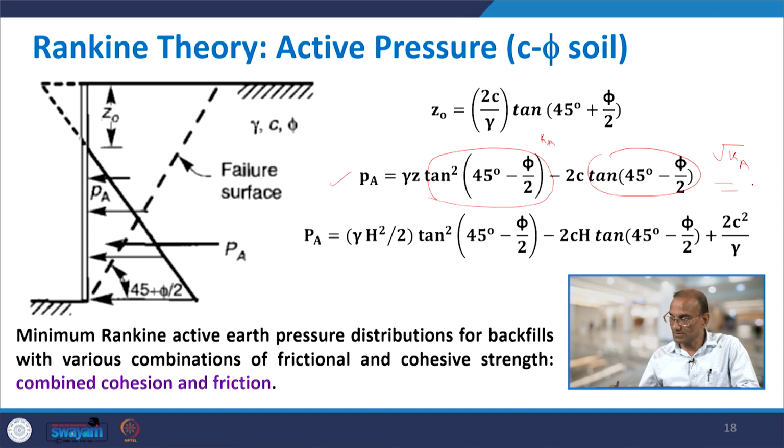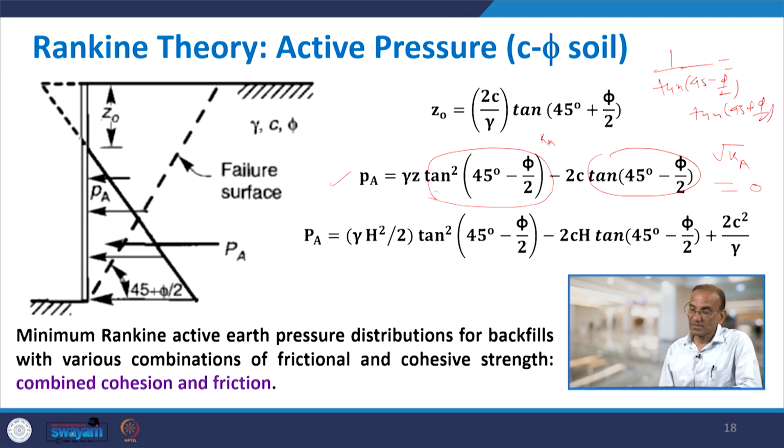So, again put this equation equal to 0. Once you solve, you get 2 C over gamma tan 45, because basically you get 1 over tan 45 degree minus phi by 2, which is the same as tan 45 degree plus phi by 2. So, these both are the same thing. So, you get the value of z naught, which is the tension cutoff, the point where your net active pressure becomes 0. And once you solve, you get the equation for PA total pressure, gamma h square by 2 tan square 45 degree minus phi by 2, and so on. So, this is for C phi soil.